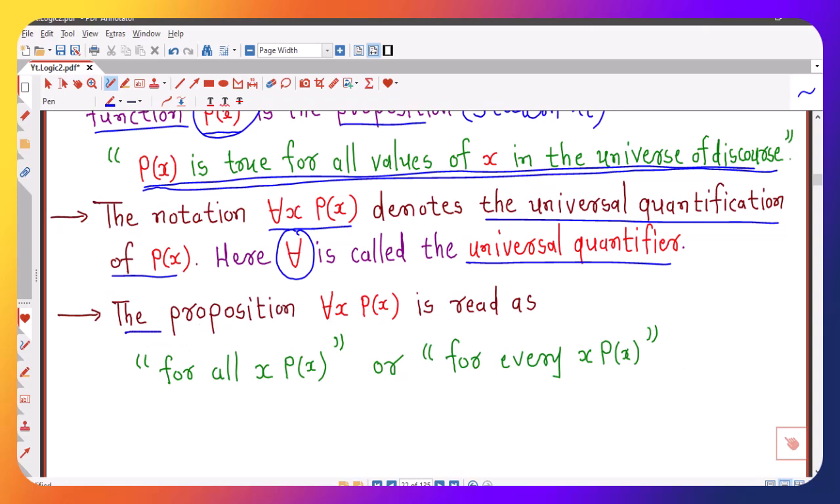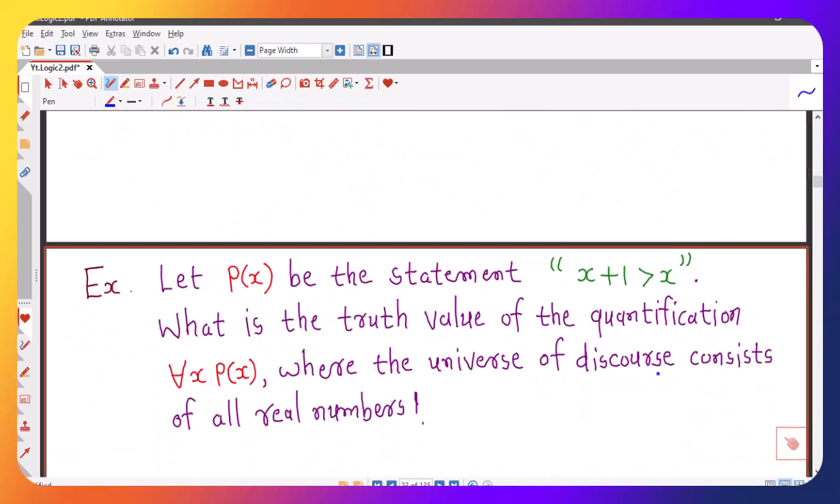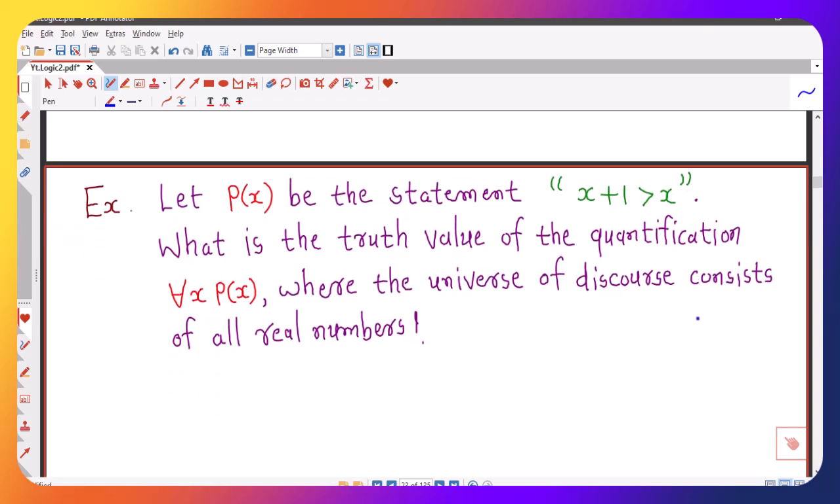And if we write this statement for all x P(x), then we read it as "for all x P(x)" or "for every x P(x)". Now we consider certain examples and we see how we can create statements from a statement function and how we can decide their truth values. So in the first example, P(x) denotes the statement that x plus 1 is greater than x. So this statement function P(x) is x plus 1 is greater than x.